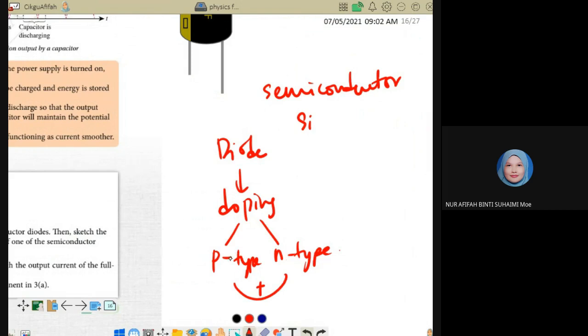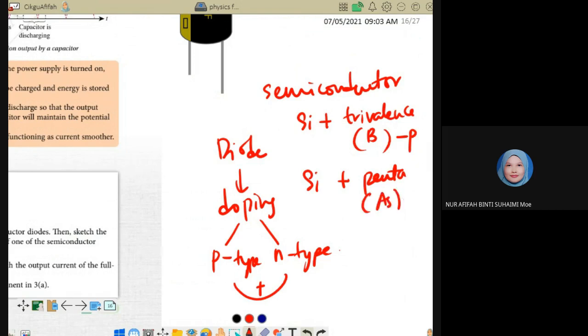For P-type, we combine silicon with a trivalent atom, for example boron. Other than boron, what else? Germanium. This one is for P-type. And for N-type, we combine silicon with a pentavalent atom, for example arsenic. This will produce an N-type semiconductor. Then the combination of P-type and N-type will produce a PN junction, or diode.